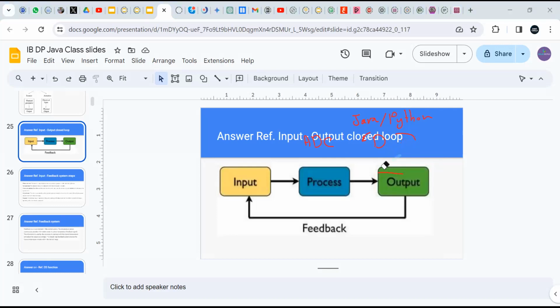Yeah, that's correct. Okay, and then what is the role? Why do we need to use feedback? And if we use an open loop system, what would be the issue? So just tell me first the role of the feedback. Why is it important?